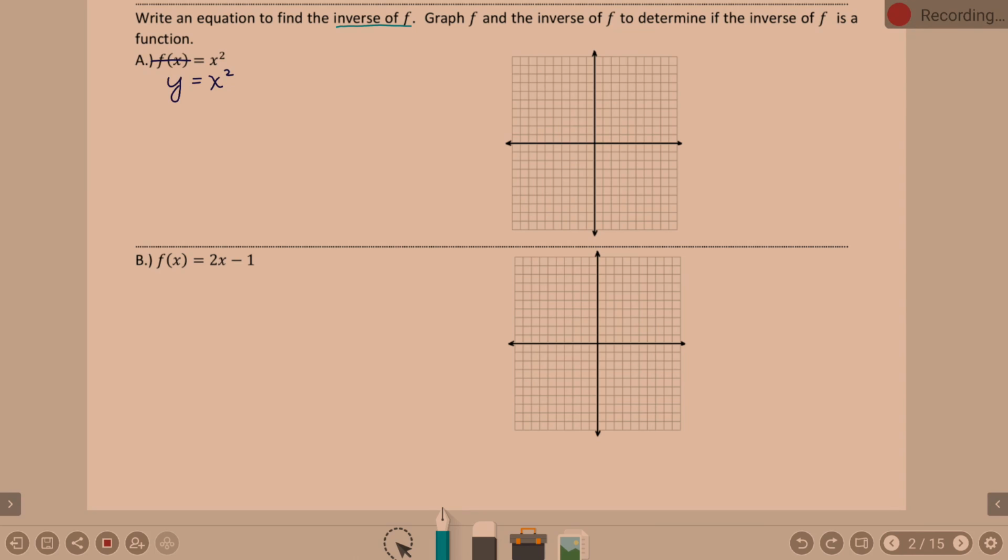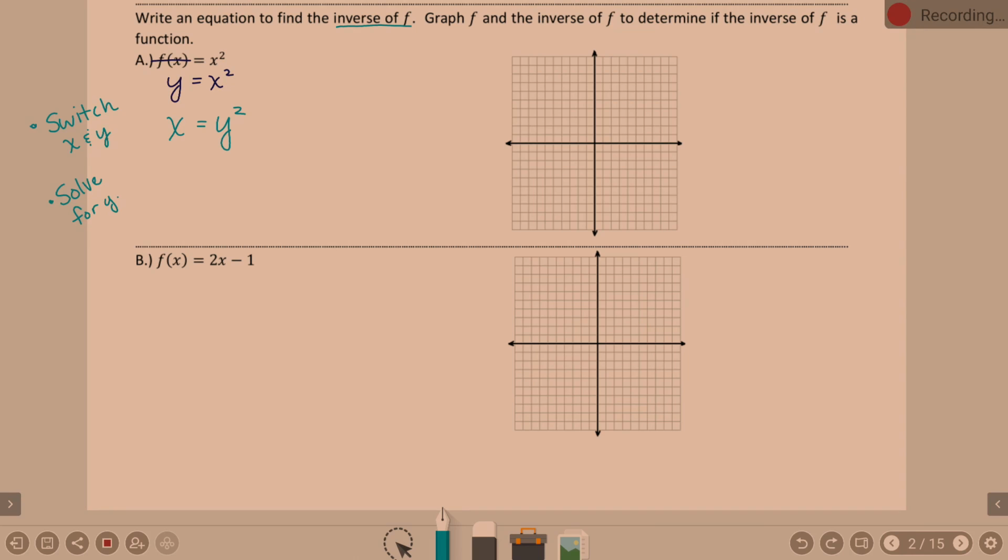Switch x and y. Okay, so instead of y equals, I'm going to write x equals. Instead of x squared, I'm going to write y squared. Okay, so that right there is me switching x and y. Okay, after you switch x and y, what's our next goal? We're going to solve for y.